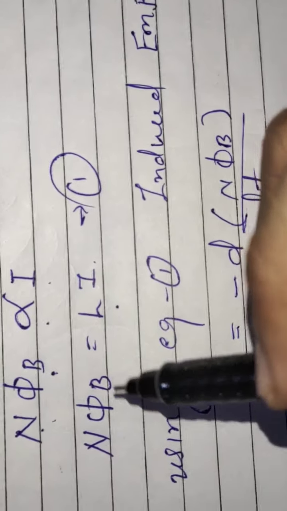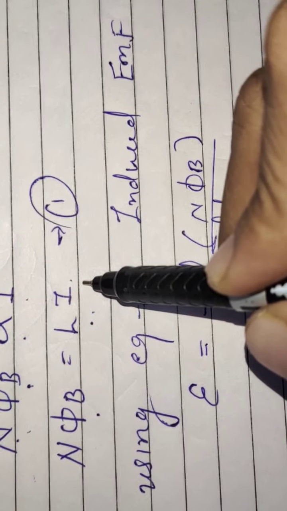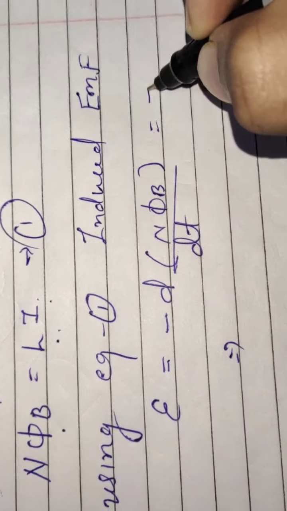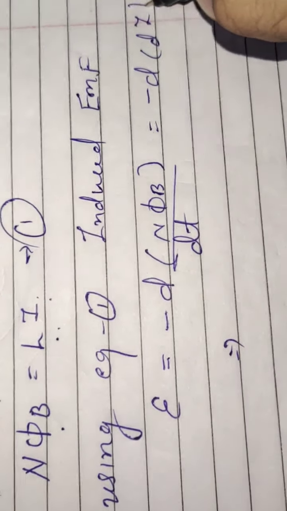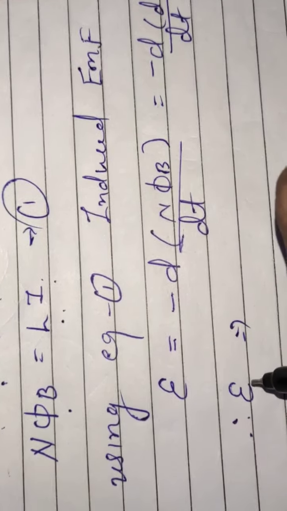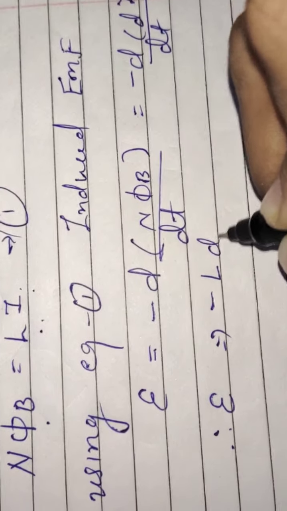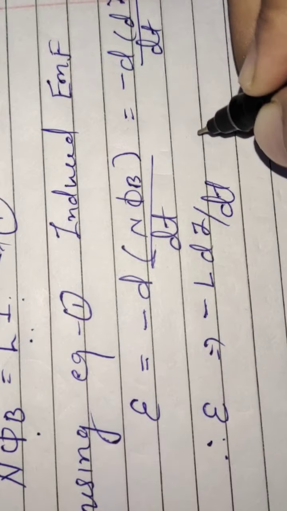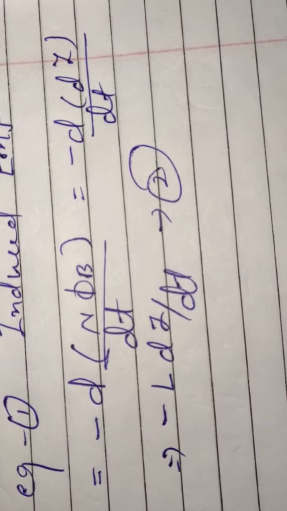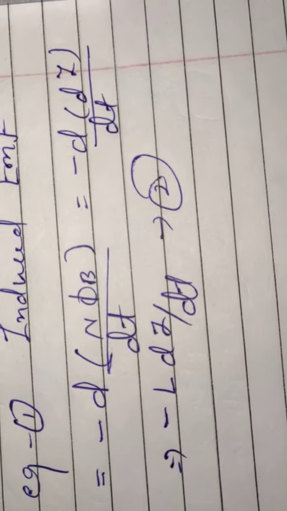હવે ગાઈઝ N phi B શું છે? Li. Okay, it's equal to minus d Li by dt. Then EMF is equal to minus L di by dt. Thus, the self-induced EMF always opposes any change, increase or decrease of current in the coil.